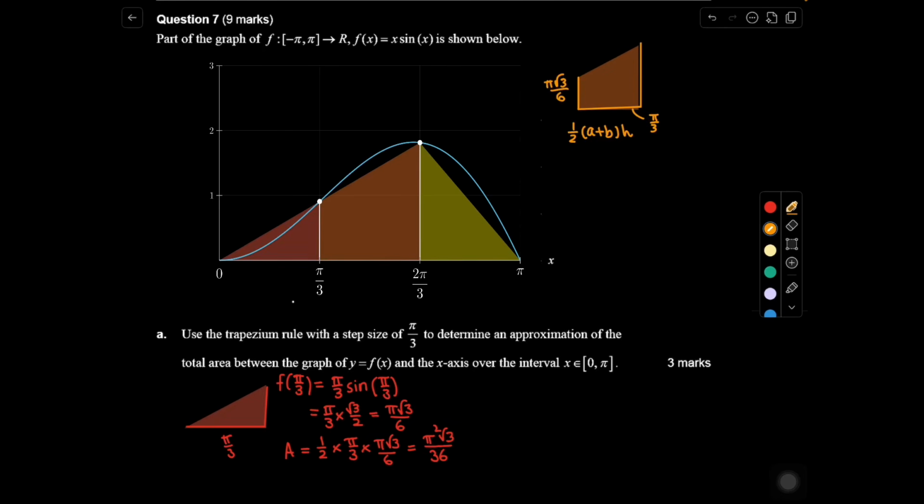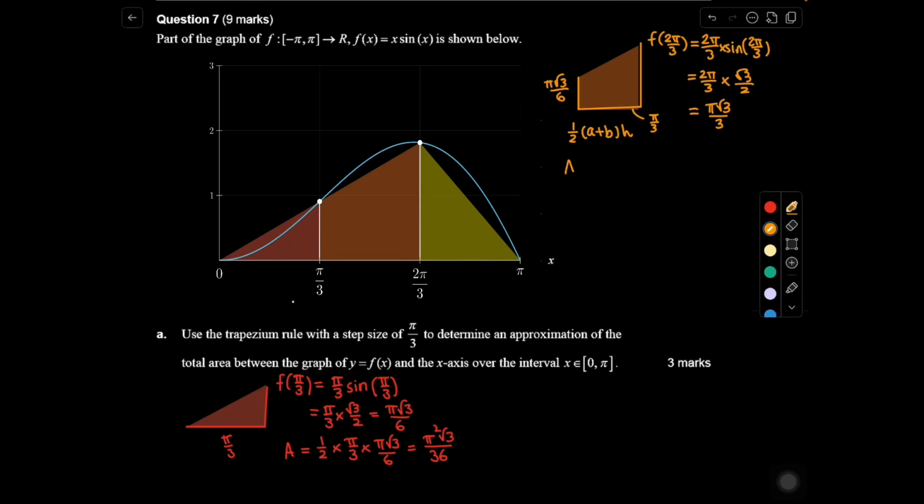Now that we know that length, we can find the height here, and that's by subbing in the x value there, which is 2 pi on 3. So f of 2 pi on 3 is equal to 2 pi on 3 times sine of 2 pi on 3. Now again, you need to know your exact values, and knowing that this is the same answer as sine of pi on 3, so it's root 3 over 2. And then these 2's cancel, and you're left with pi root 3 over 3. So that's that height there.